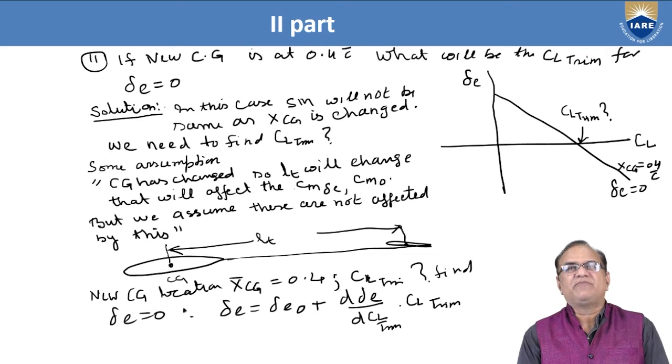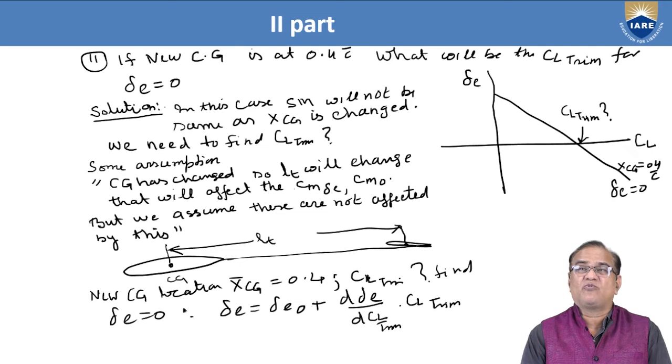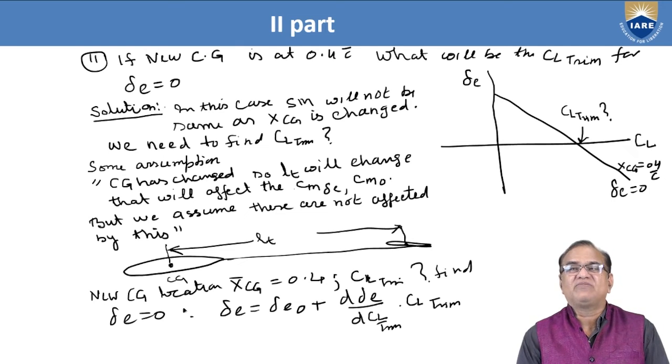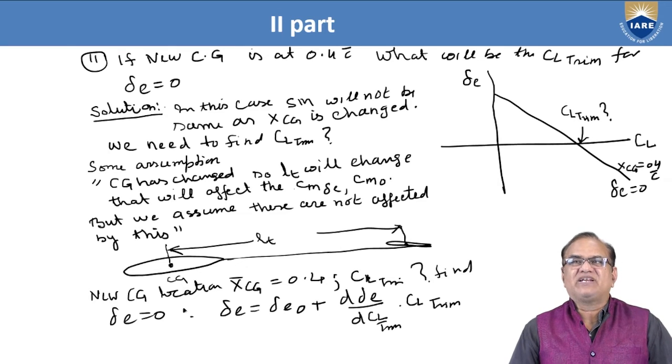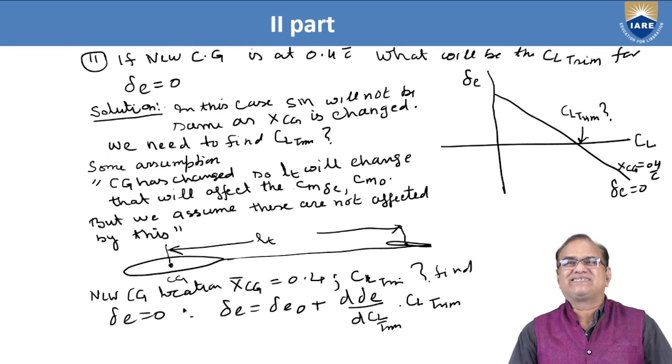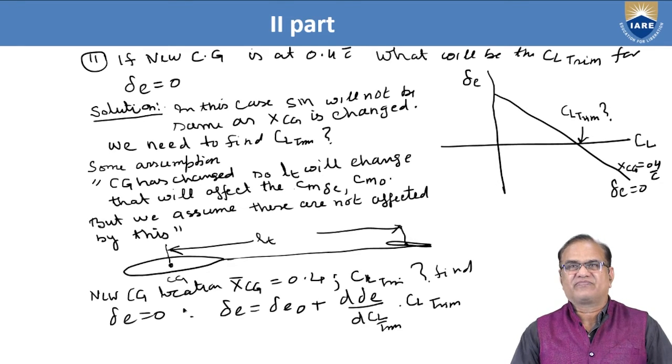If the second part is what? If the new CG is at 0.4 c, what will be the CL trim for delta E equal to 0? So the CG location is now shifted to 0.4 c, and what will be the CL trim for delta E equal to 0? So here in this case, the static margin will not be the same as the X CG is changed. We need to find out CL trim.